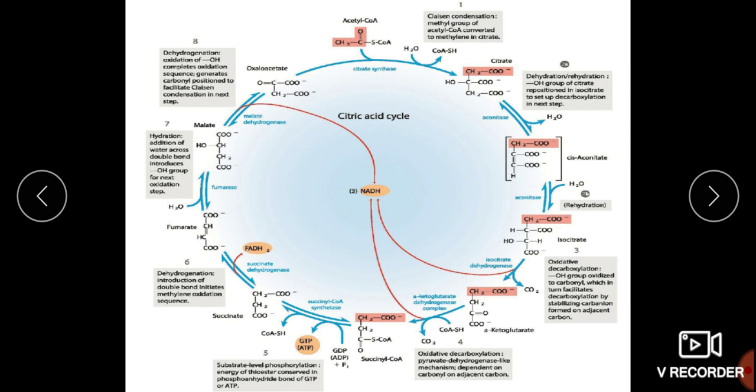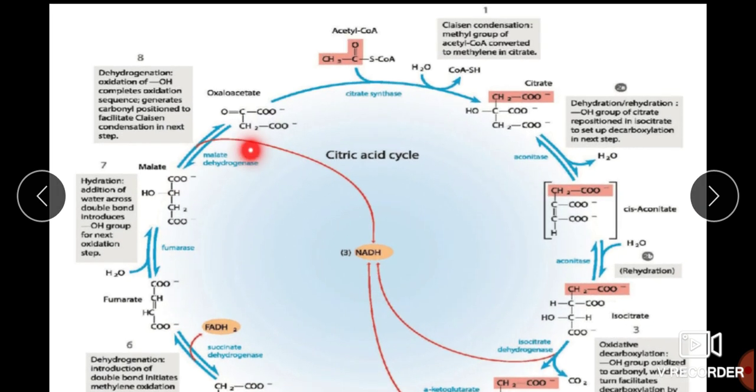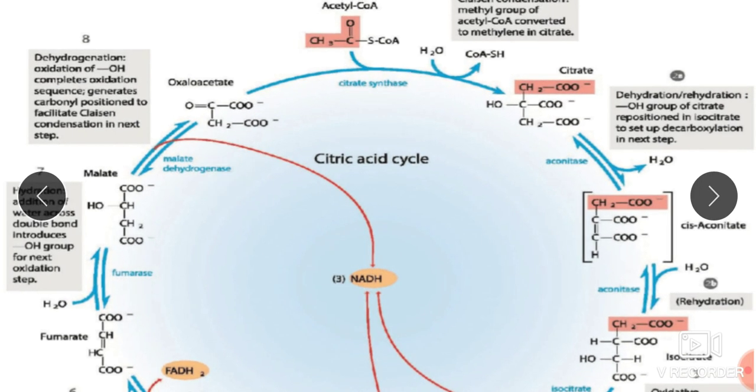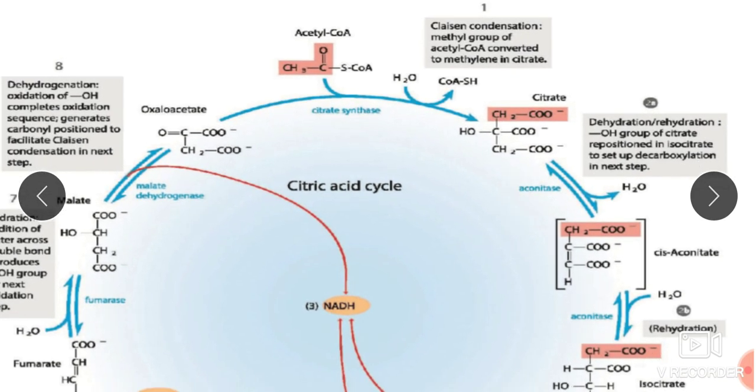Now the schematic representation of the TCA cycle. The TCA cycle starts from acetyl coenzyme A, but the first step is that the last product in the cycle, oxaloacetic acid, gets condensed with acetyl coenzyme A. This condensation is called a Claisen condensation, where the methyl group of acetyl coenzyme A is converted into a methylene group in citrate.